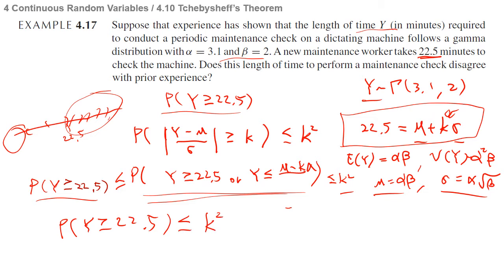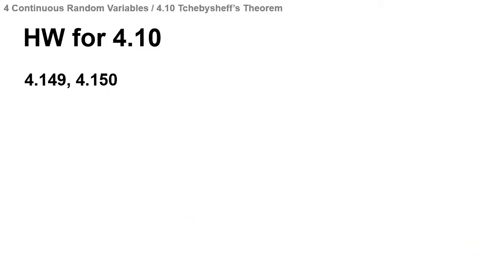And so you can decide whether this probability is rare or large. If this probability is rare, then you can say that the performance of the new maintenance worker is significantly different from the prior knowledge, the prior worker. We can conclude something like that. Okay, thank you. Here are the homework problems for 4.10.